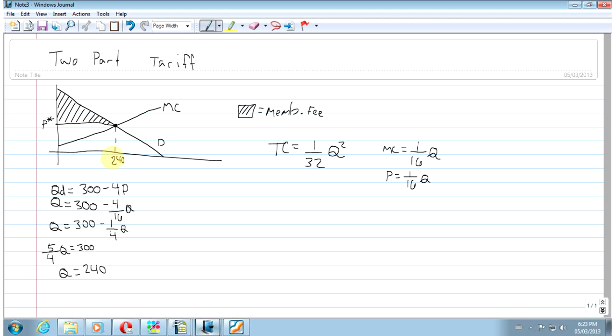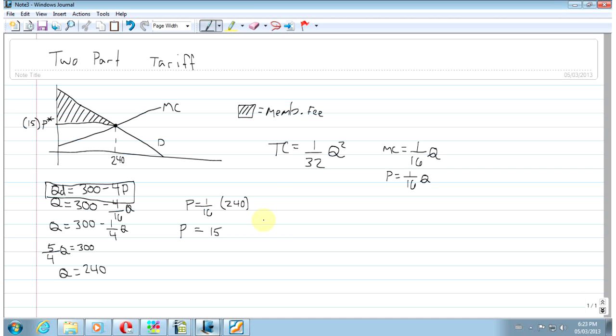If that was part of the question, which I think in this case it was. Okay, so with a quantity of 240, I can plug that back into my demand curve. Or I can plug it into my supply curve, either way. Okay, so let's just plug it into here. P equals 1 over 16 times Q. Okay, and let me just make sure my numbers are right. Yep, so P equals 15. Okay, so now all that's left is to calculate how much money I make.